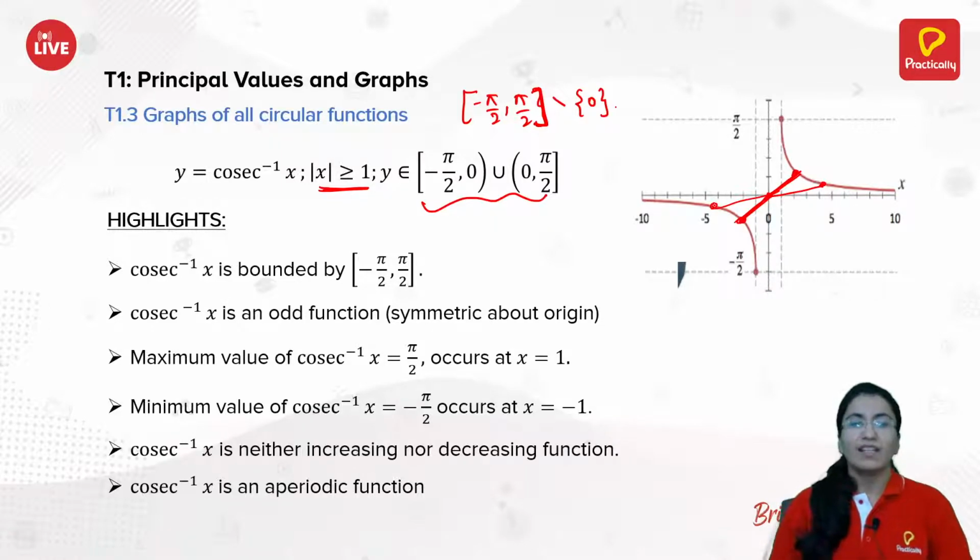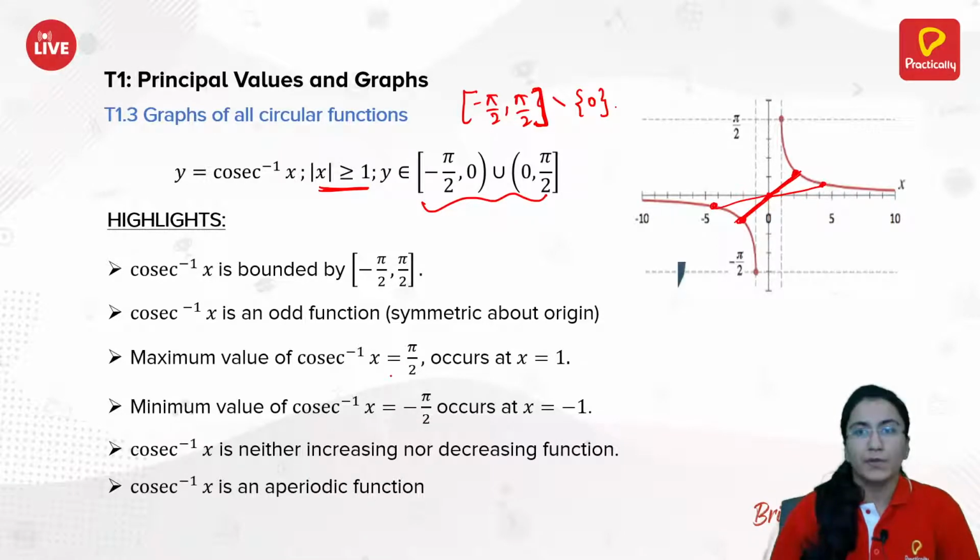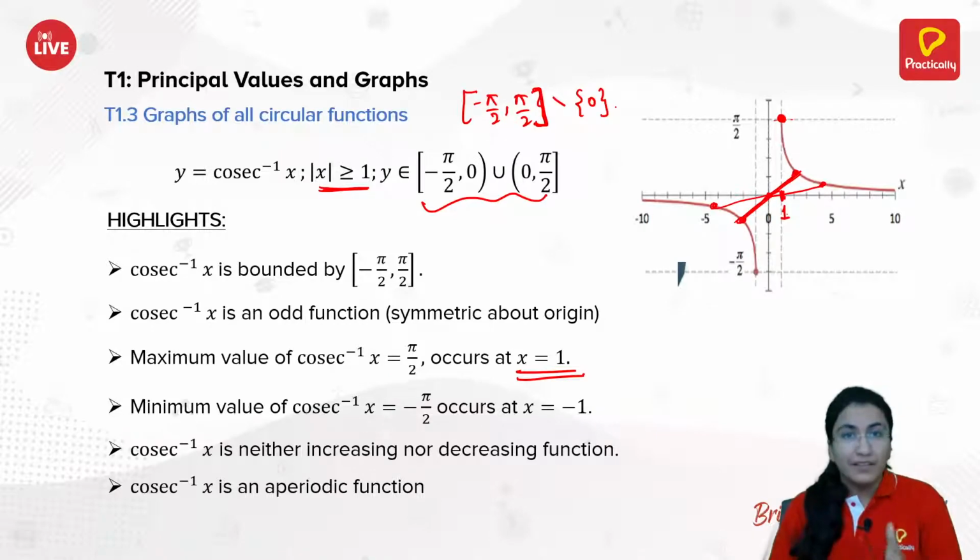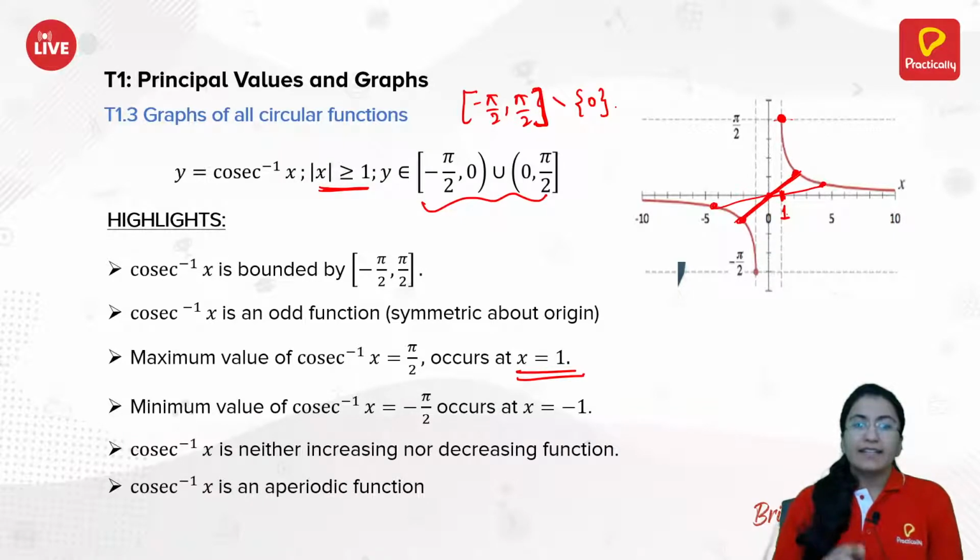Okay. Maximum value of cosecant inverse x is equal to pi by 2. You can see this from the graph that it has the maximum value at this point, right? And this point is basically at x equals 1. Here you have the value for x as 1. That means at x equals 1, cosecant inverse x will have its maximum attained value, that is pi by 2.